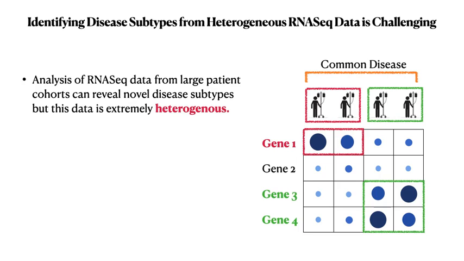Therefore, subtype discovery requires unsupervised stratification of patients into groups characterized by correlated transcriptomic perturbations, which is analogous to finding tile structures in a data matrix.